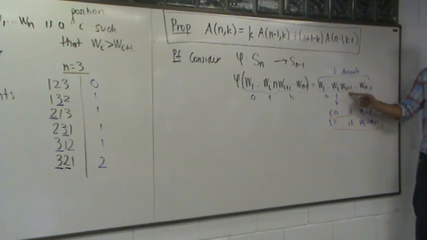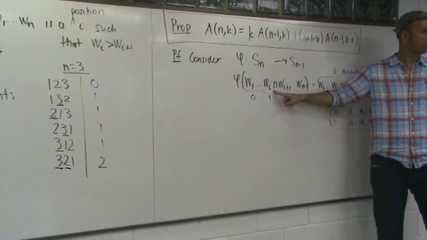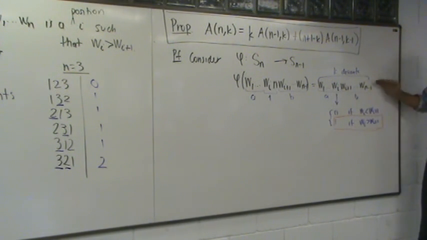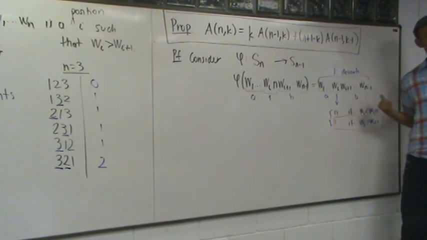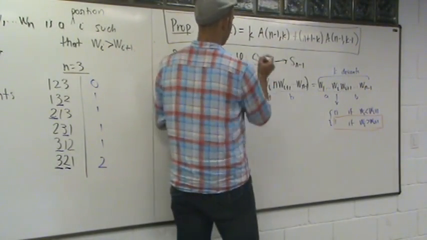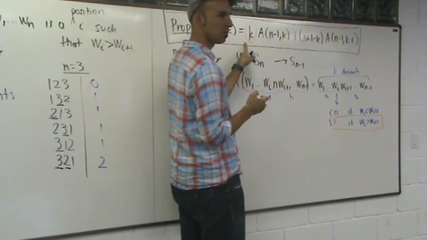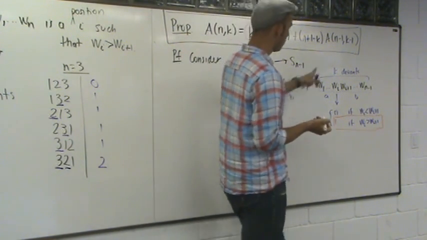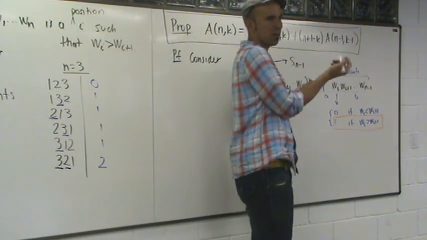If this is the descent, then I can put the n in the middle, and that's going to give me a pre-image here. And so for any permutation in this case, there are k permutations that map to it, which is what explains this factor of k. For each one of these permutations, I have k pre-images. And in the other case, for each one of these permutations, I have n plus 1 minus k pre-images, which is basically the non-descents.